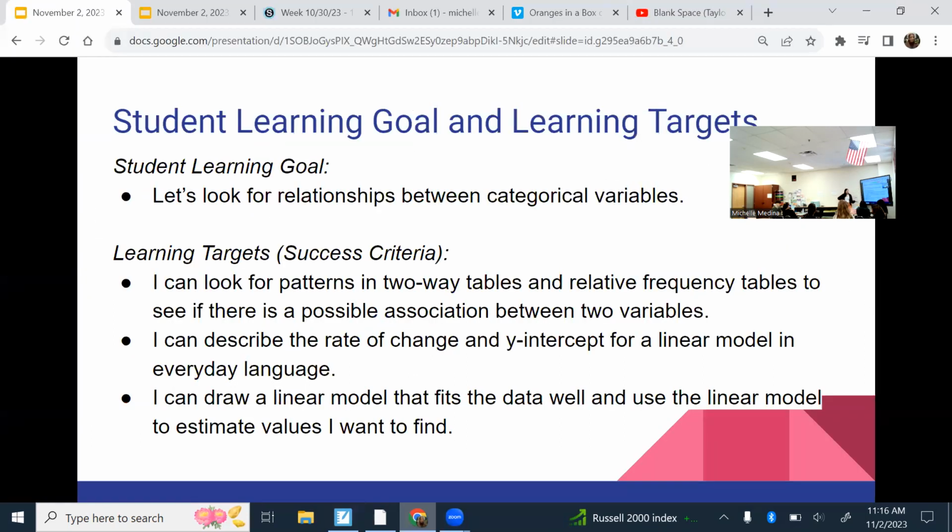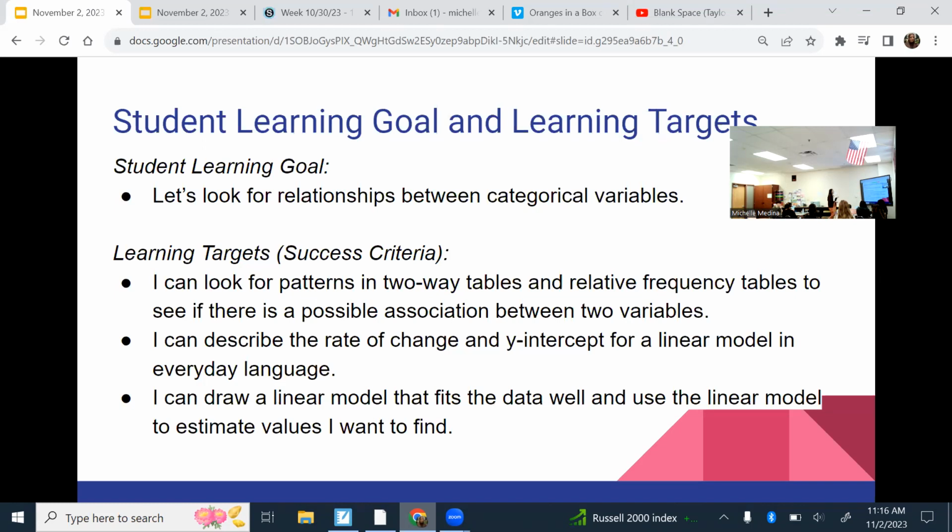The last learning target is to be able to draw a linear model that fits the data well. And we even did an additional lesson in the math lab to practice that, if you were able to participate in that. So it has to go through the data, not above it, not below it, through the middle of it, where all the data is clustered around it. And then be able to estimate slope and y-intercept and use that linear model to estimate whatever you want.